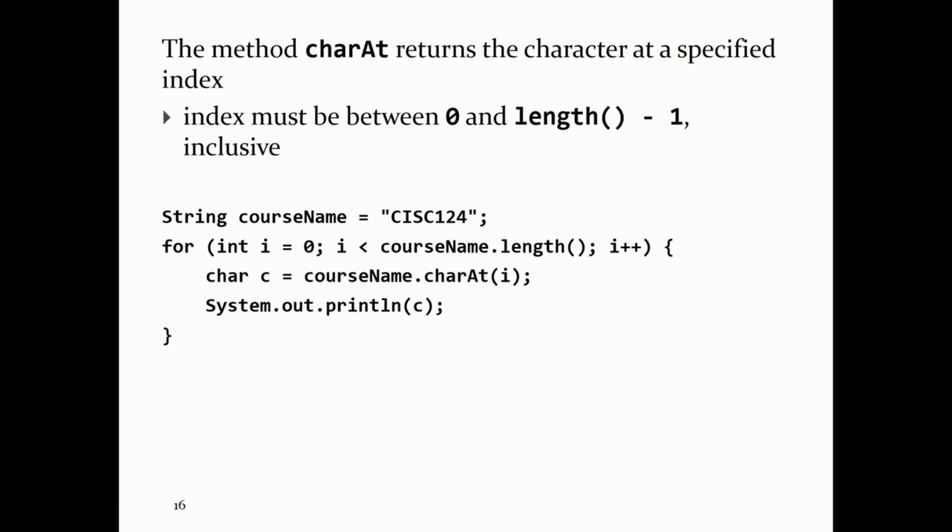charAt gives you the character at a specified index. So 0 is the first. The length of the string minus 1 is the last. If you want to write a loop over the characters of a string, start at 0 and go up to, but not including, the length of the string. Each time in the loop, ask the string for the character at i, and then do something with the character. Here I'm just printing it out. You might do something else if you're doing some sort of string processing.